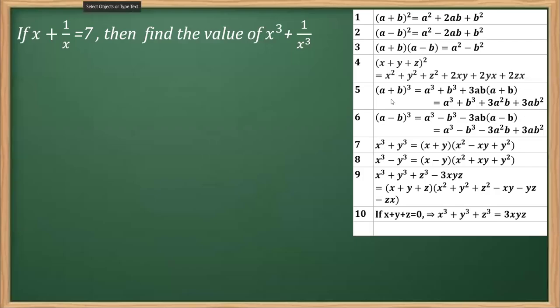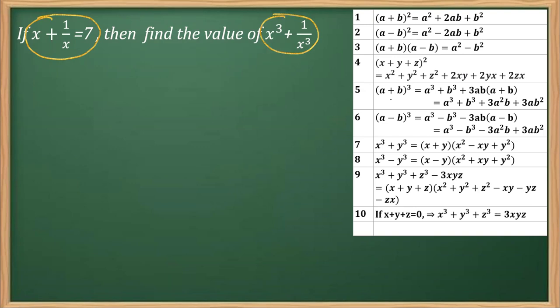This question is based on identities of chapter polynomials. Now, what it says is that we have the value of x plus 1 by x, and we have to get the value of x cube plus 1 by x cube.